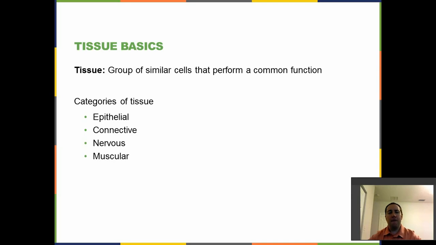So we have 4 general types of tissue, and we're going to talk very in depth about these 4 types of tissue. That is what today's lecture is. But those are epithelial, connective, nervous, and muscular tissue. All other tissues are subtypes of one of these 4.